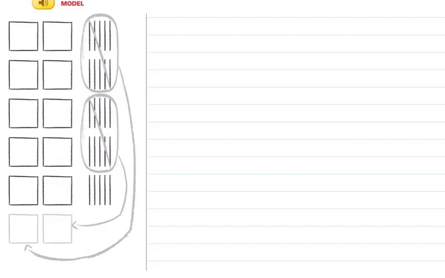So boys and girls, we are going to look at our model. I'm going to rewrite the number problem on the side. Remember, it was 5 groups of 2 5/10. So let's check and see if we have 5 groups of 2 5/10. 1, 2, 3, 4, 5. So that's 1 group of 2 5/10, 2 groups of 2 5/10, 3 groups of 2 5/10, 4 groups of 2 5/10, and 5 groups of 2 5/10.